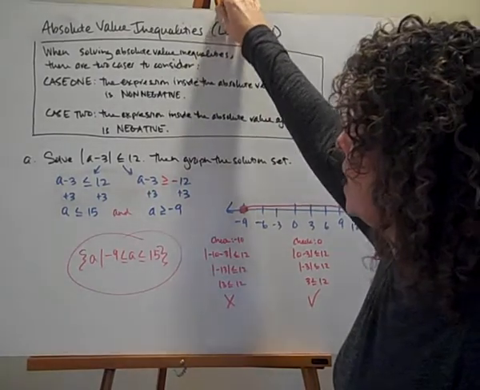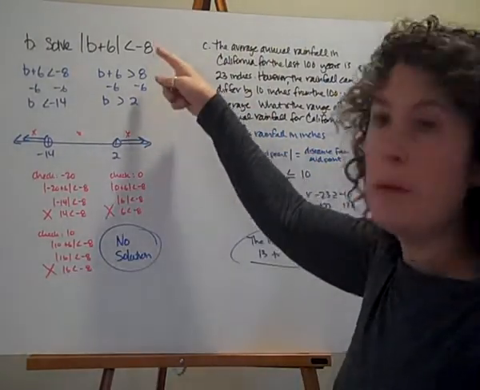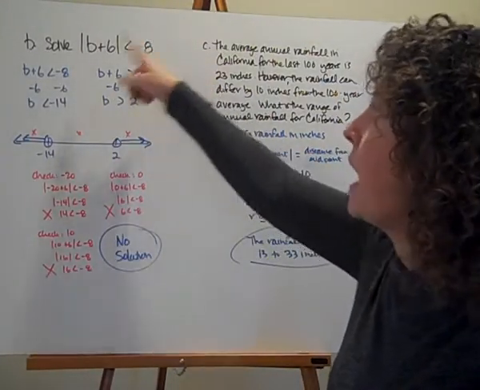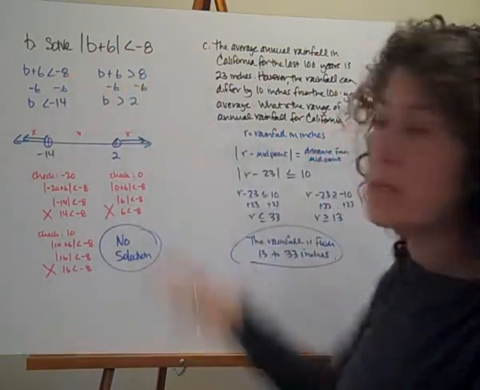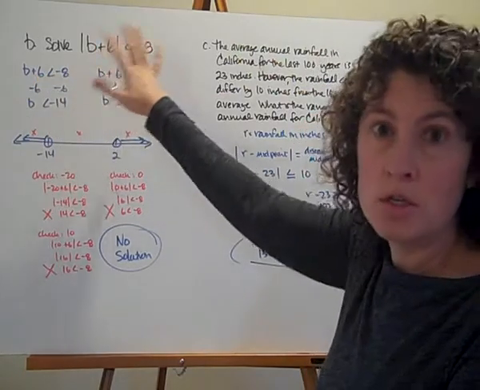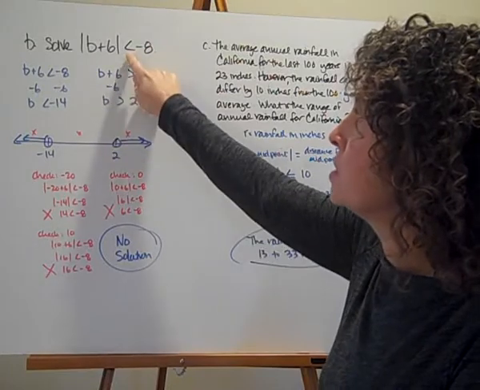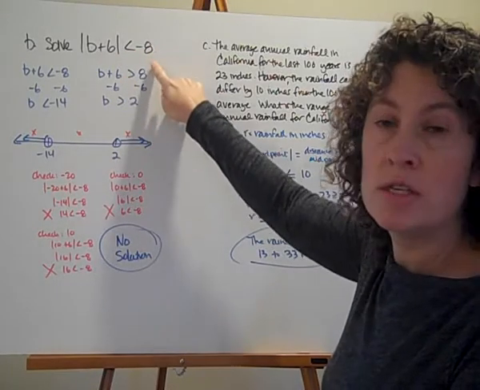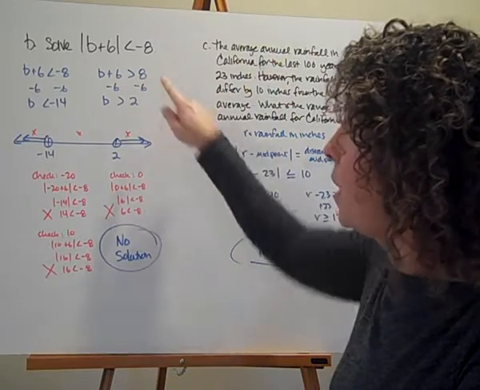All right, let's take a look at a couple more, including a word problem. Solve the absolute value of b plus 6 is less than negative 8. So again, I'm going to split this up into two. I have my b plus 6 is less than negative 8 just the way it is. I just took out the absolute value symbols. And then I'm going to take out the absolute value symbols, but I'm going to switch the inequality, and I'm going to change the sign of the expression on the other side here. So here I end up with positive 8.